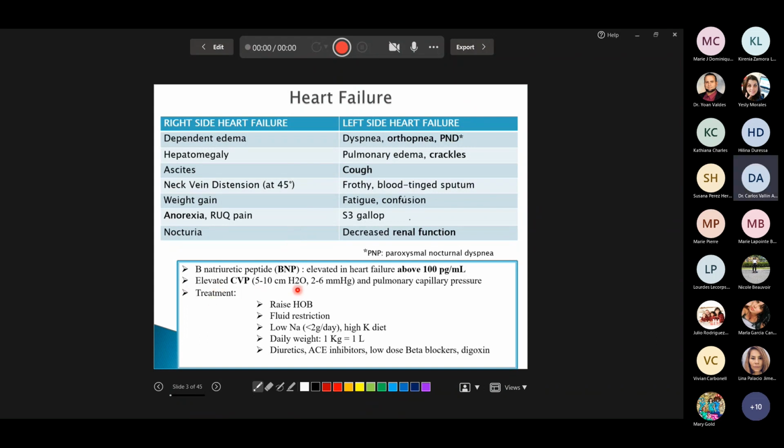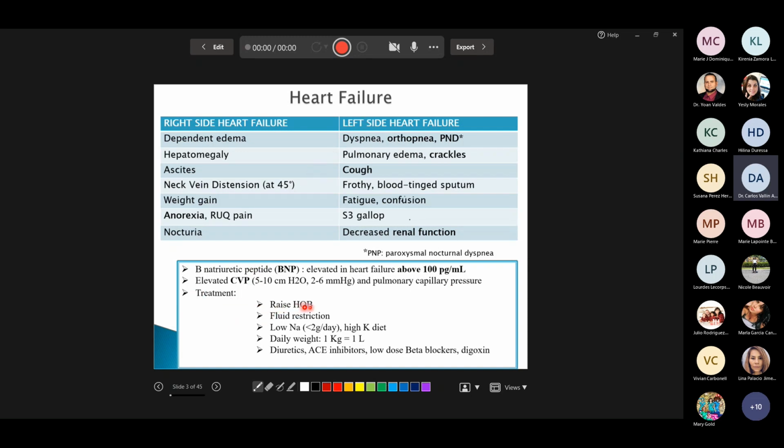You know that when there is a right heart failure, there is elevation of the central venous pressure, and doctors can measure more sophisticated pressures in the pulmonary arteries, in the branches of the pulmonary artery, that is called the wedge pressure or capillary pulmonary wedge pressure, that is also elevated. And what is the treatment that you expect in a person with heart failure?